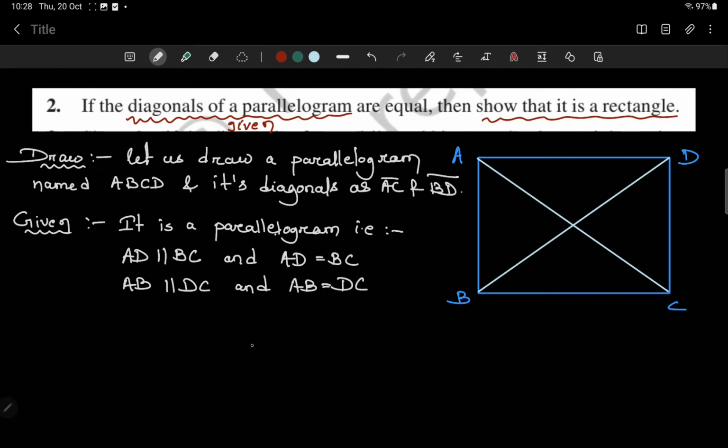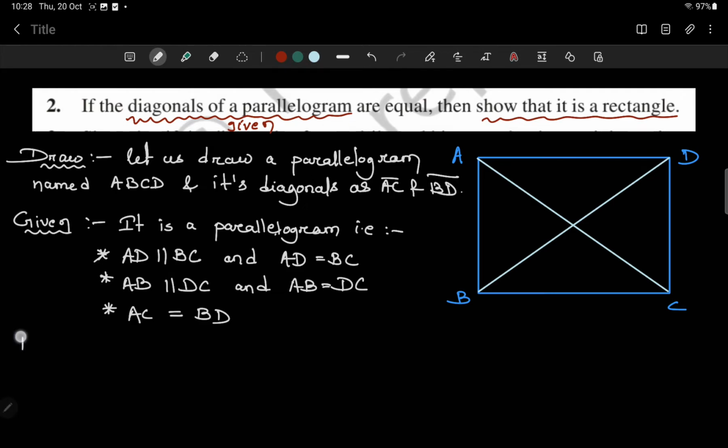Okay, and what else is given? Also another important thing given is that AC equals BD. So these all are the given data. Now you will ask, ma'am, only parallelogram is given, so why have you written the other two as given? Because beta, it is already given that it is a parallelogram. In a parallelogram we know that opposite sides are equal and parallel. So this is given.